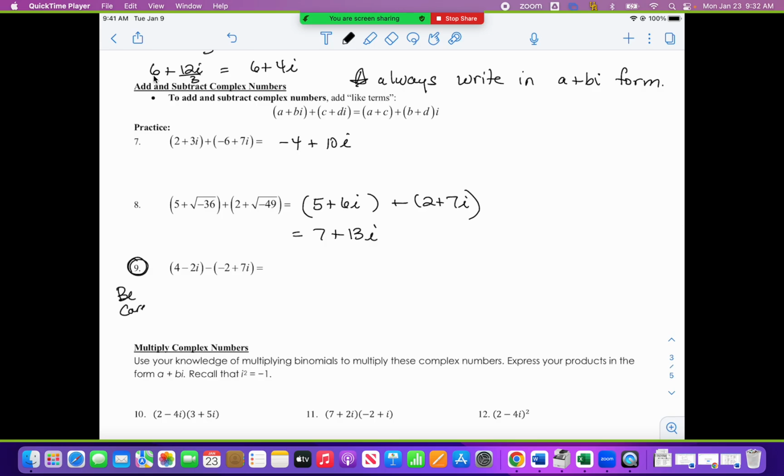In number 9, be careful. Anytime you are subtracting with a parenthesis, what do we have to remember to do? Distribute. Good job. So 4 minus 2i, that becomes plus 2 minus 7i. Students tend to like complex numbers because they're very simple to work with.